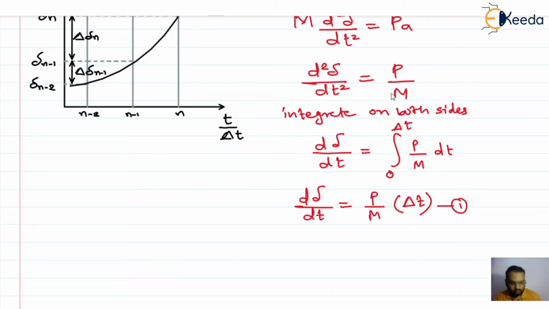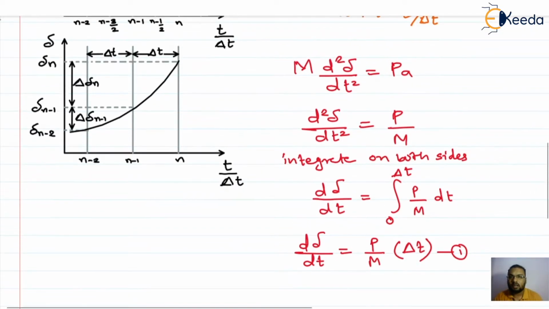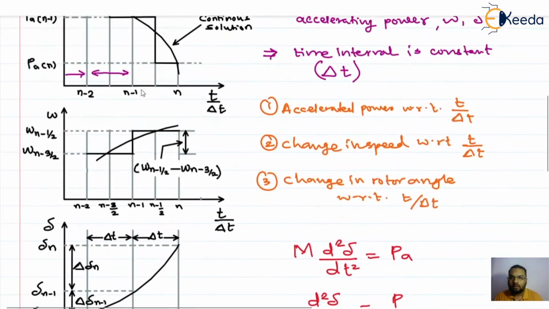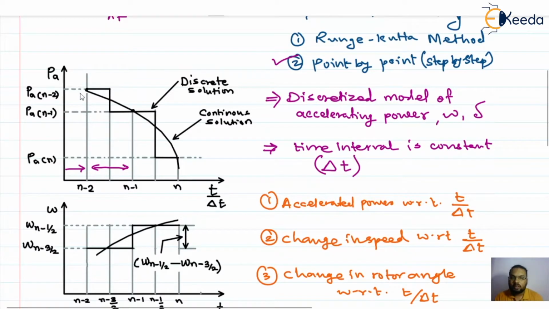Okay, now you see that the first graph we have is the graph of accelerating power versus time. In this graph you can see two solutions showing: one is the discrete solution and the other is the continuous solution. Let us first concentrate on this discrete solution. What we are doing here is assuming that the accelerating power is constant for any interval.